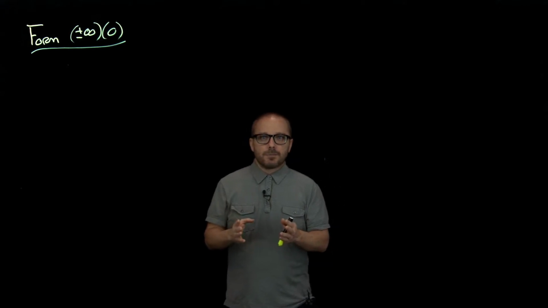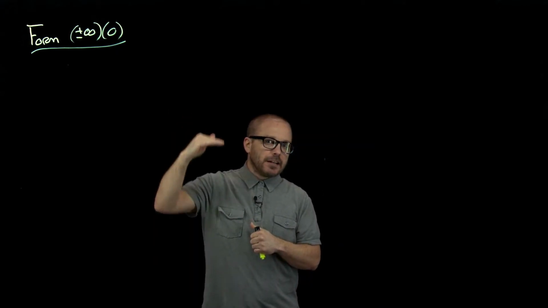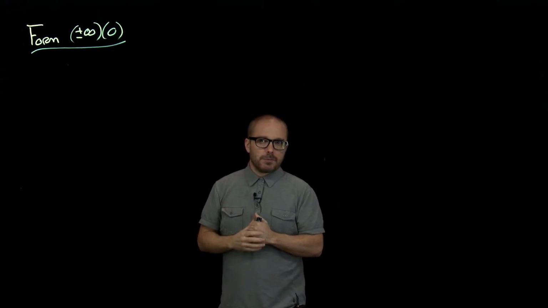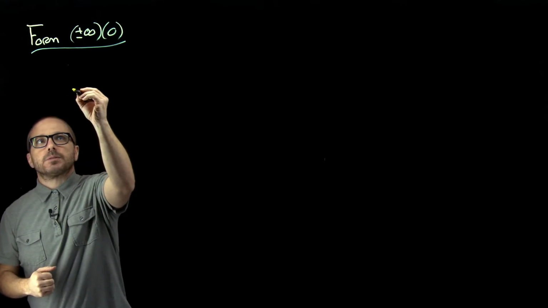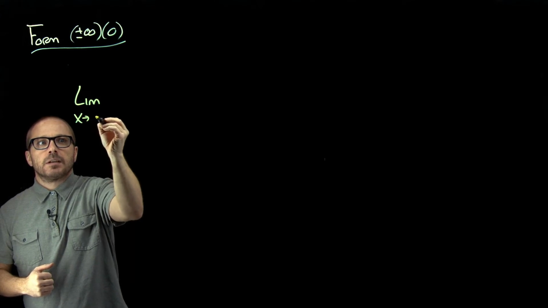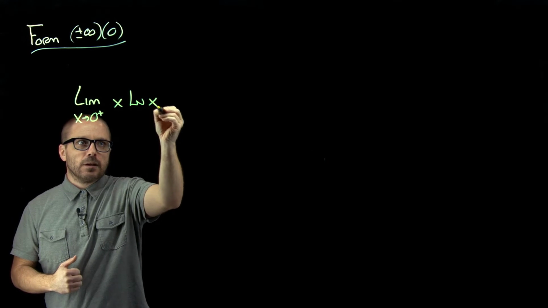So we need to do something with it. Well, thankfully, you can get that into an infinity over infinity or 0 over 0 form just with a little algebra manipulation. And let's just see how that's done with an example. So say we were taking the limit as x approaches 0 from the right of x times natural log of x.